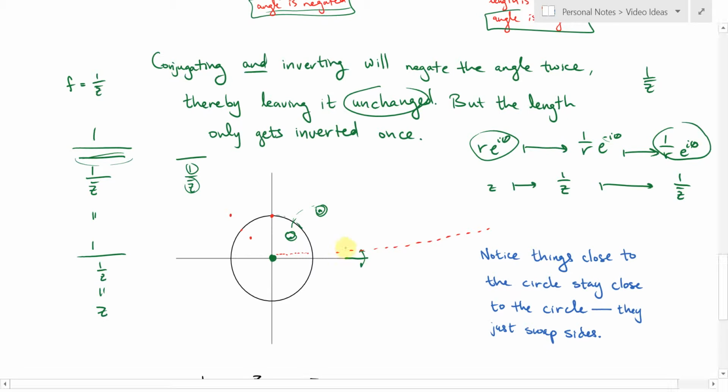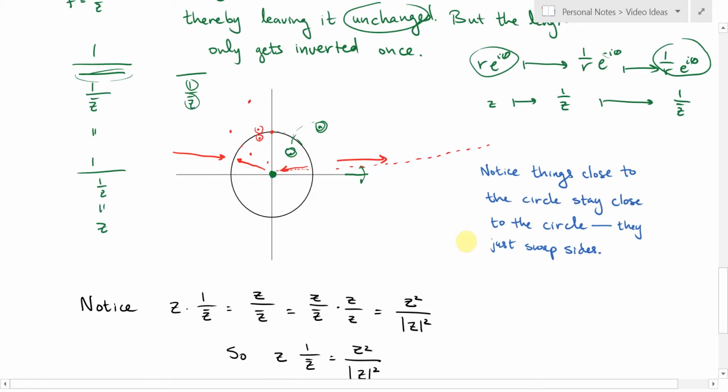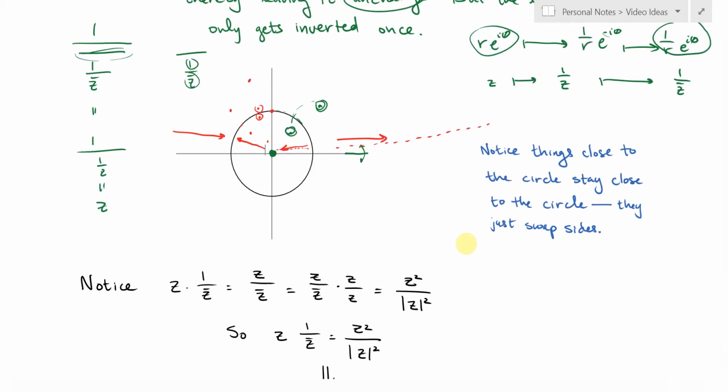But the point is, as you go away from the circle, you're going towards the center on the inside, and vice versa. If you go towards the circle, then you're approaching the circle here. So the point is that things that are really close to the circle still stay close to the circle. They just swap sides. This point gets mapped here, and the further away you are, the further away you get from the circle, and so on. So that's developing the intuition of what inversion in the circle actually looks like.